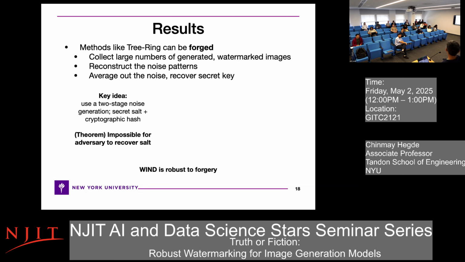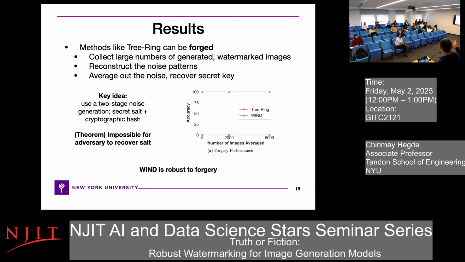We don't have a set number of secret keys which we store aside. We generate these secret keys on demand in 2 stages. So that's why it's a 2-stage watermarking process. And in fact, we have an impossibility theorem that under reasonable assumptions of the hash function we use to generate the noise vectors, it's impossible for an adversary to recover this. So this again is verified in our experiments.